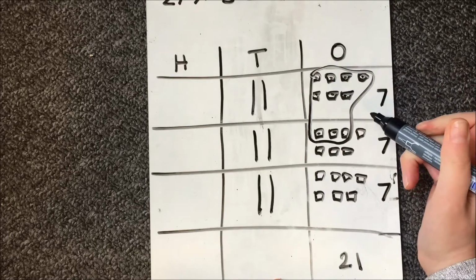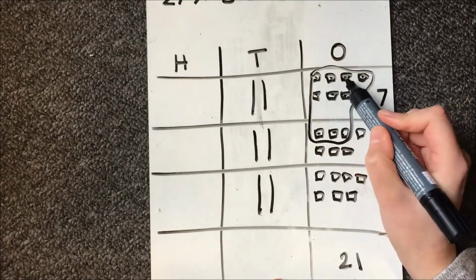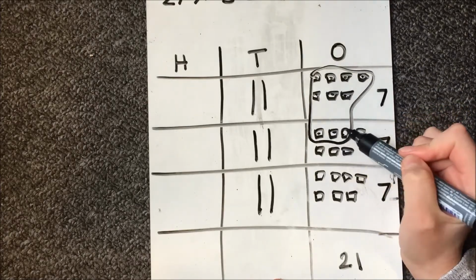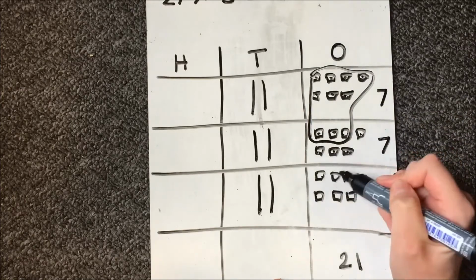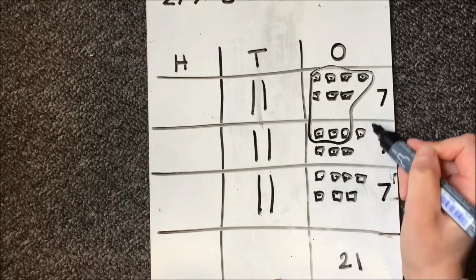Remember to double check as it's easy to miss some out. 1, 2, 3, 4, 5, 6, 7, 8, 9, 10. Then I've got 1, 2, 3, 4, 5, 6, 7, 8, 9, 10.